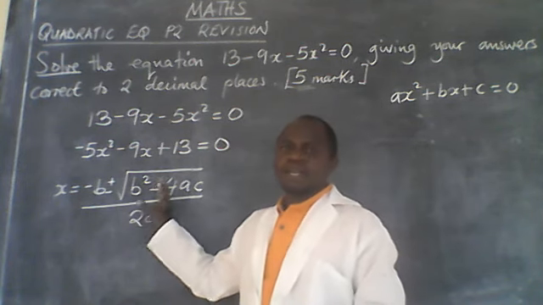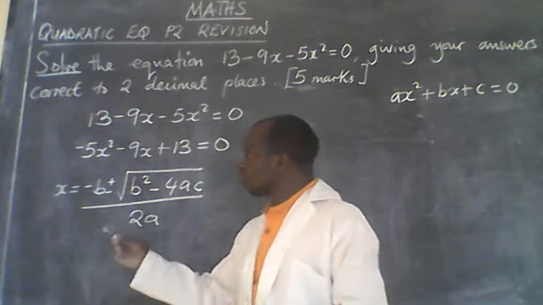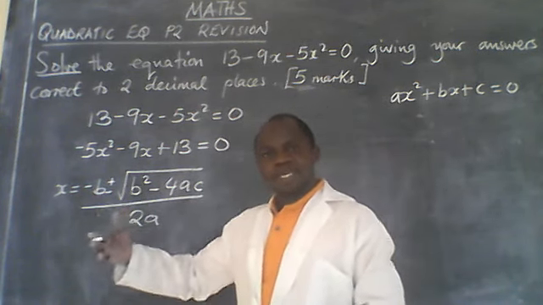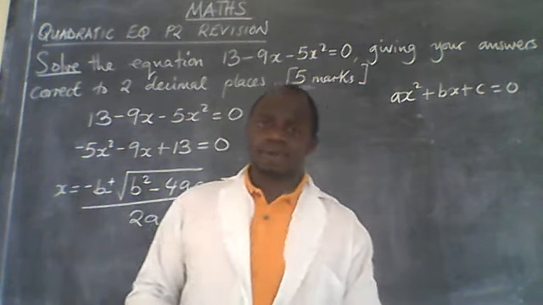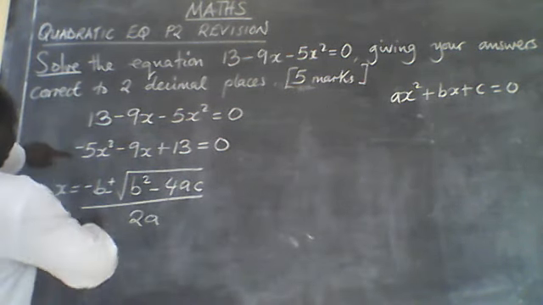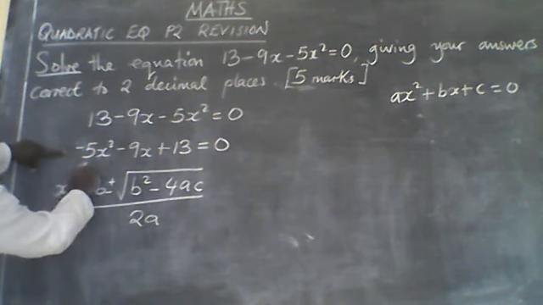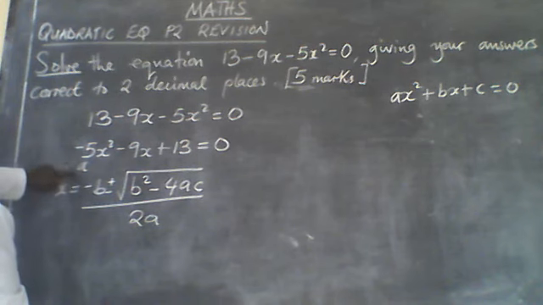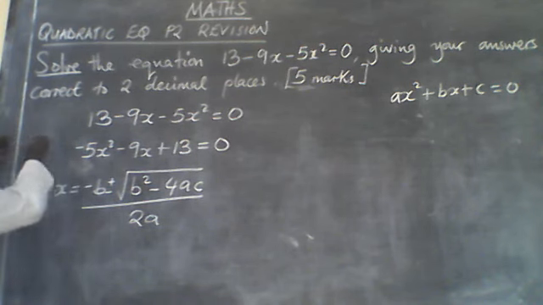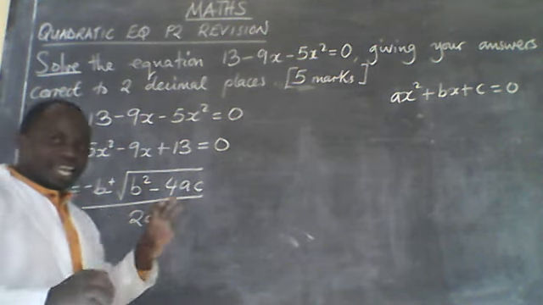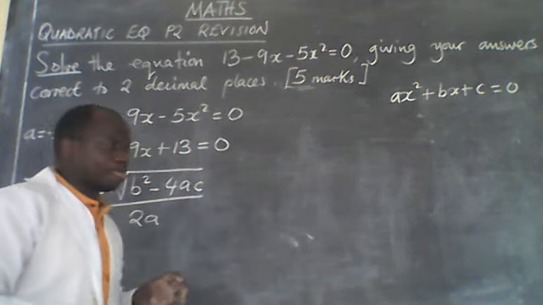Now, let's substitute. Where there is A, we are going to put the correct number. B, correct number. C, correct number. Identification: I said x squared. The coefficient, the number that is on x squared, is your A. So in this case, my A will be negative 5. Please take note, negative should also be there.